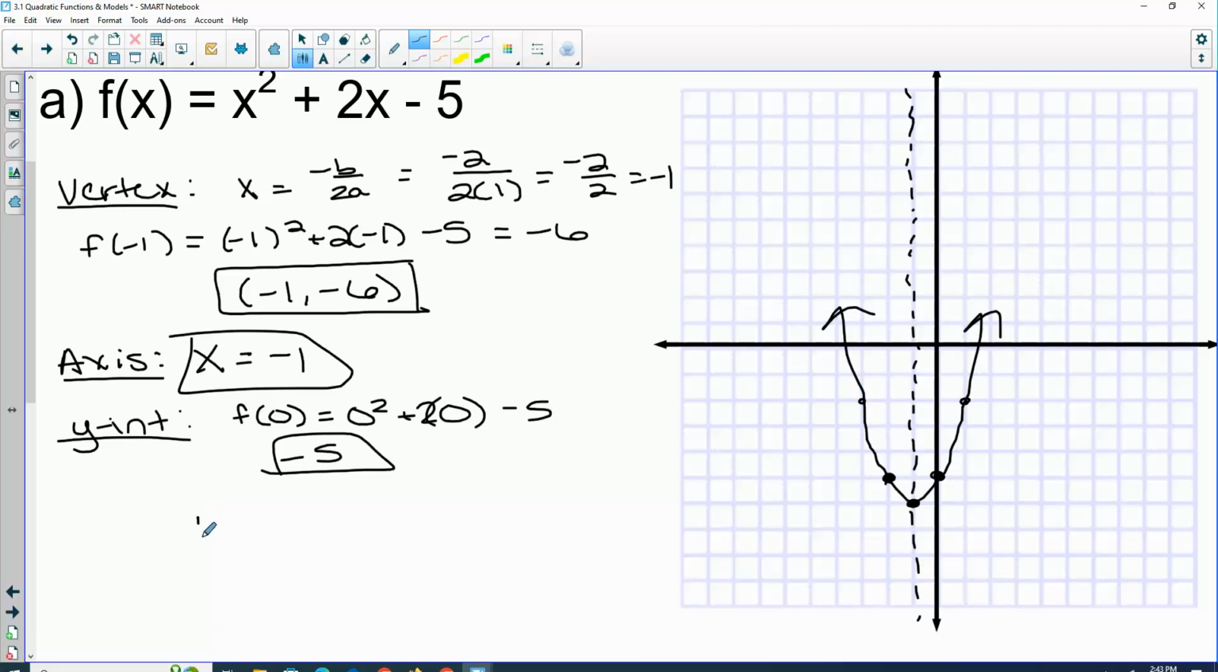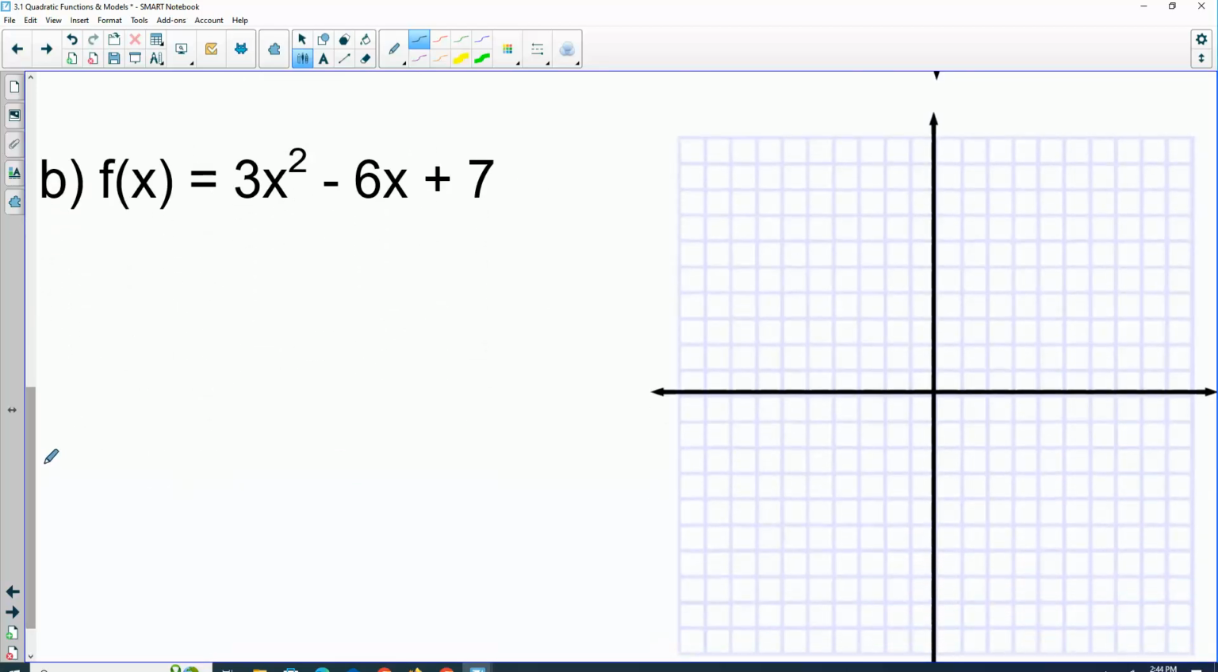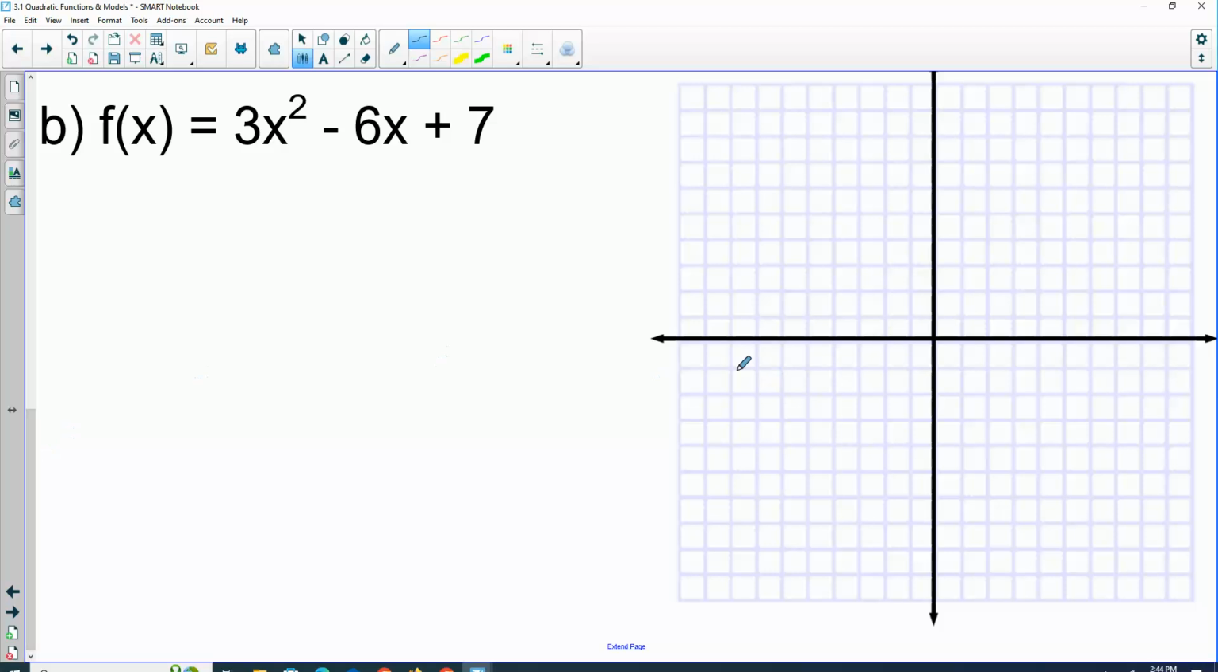What is the domain? Every single time. Every parabola has the same domain. But my range, what's that going to be? -6 to infinity. And -6 gets a bracket because we do hit that point. All right. B.